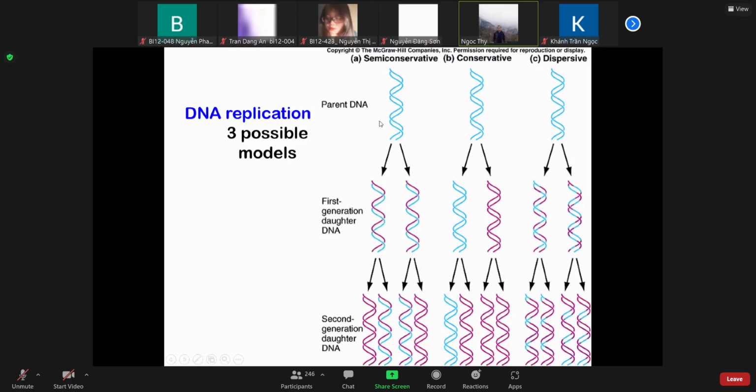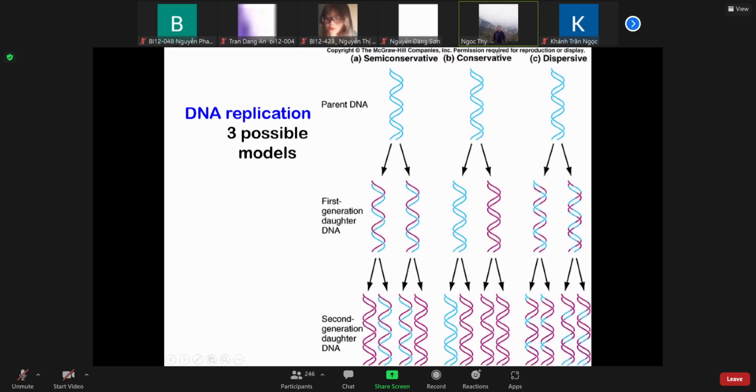After the first replication, it makes two DNA molecules with the sequence exactly like the parent DNA. Each double-stranded DNA will have one strand that originates from the parent, and the other one newly synthesized, and so on.